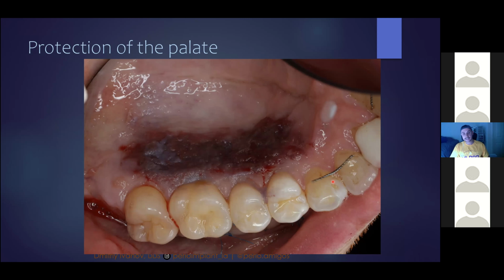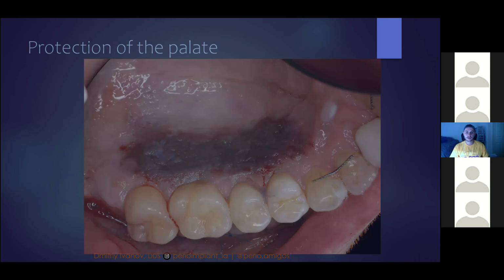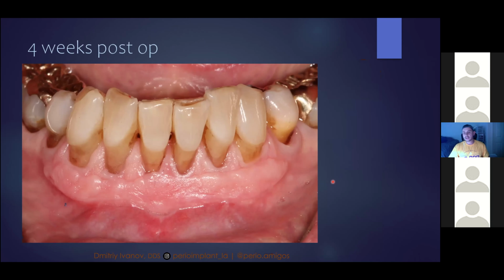You can also use a stent, palatal stent, which is a simple suck down. If you guys are able to make the simple suck down, it's beautiful. It works really, really well as well. Okay. And then evaluate your results.